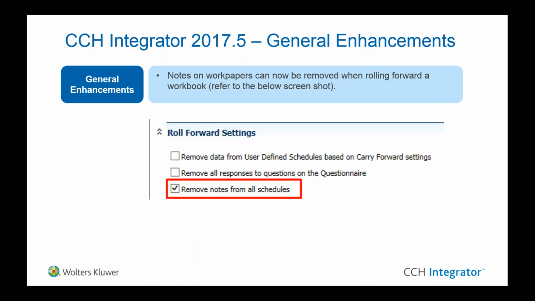So in addition to the checklist and questionnaire enhancements, we've just got a number of general enhancements that we've done in 2017.5. Prior to 2017.5, notes on workbook papers could not be removed when rolling forward a workbook. We've now enabled that functionality within the application. So again, removing notes that are no longer applicable on roll forward.